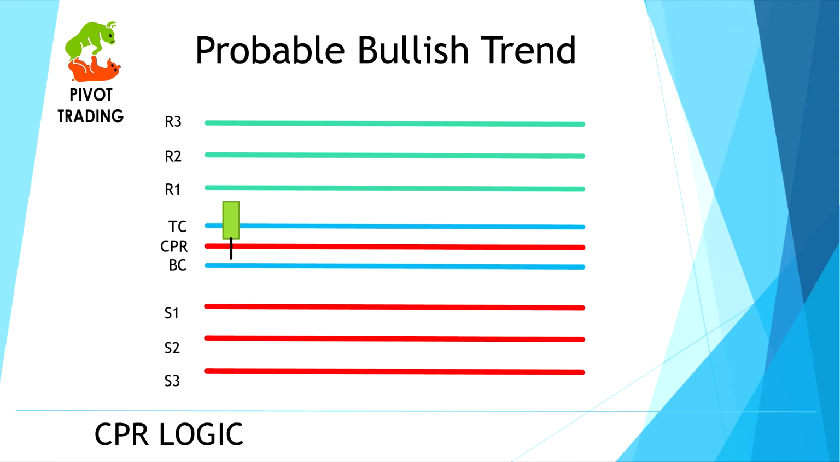This is a CPR diagram. Here we see three resistance points on the upside, R1, R2, R3. And we have three supports, S1, S2, S3. Now there is the CPR in the middle. Now, after market opening, if price opens above CPR, there is a probability this will be a bullish day.